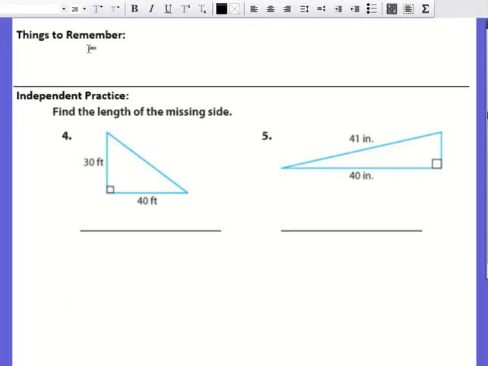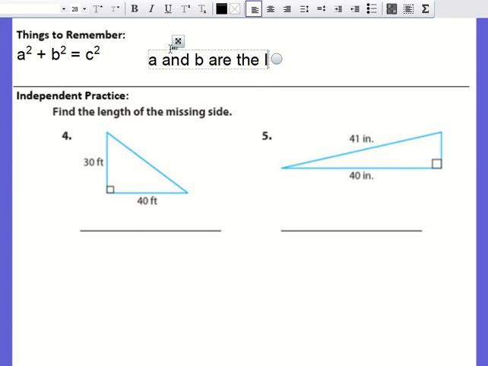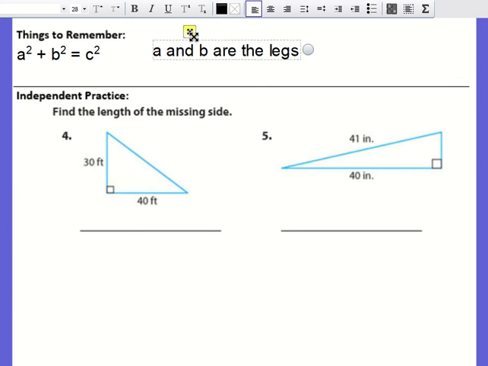All right, so the main thing to remember is our formula, a squared plus b squared equals c squared. Okay, we need to remember that a and b are the legs. Okay, that's really important. And c is the hypotenuse. All right, so those are the main things to remember.